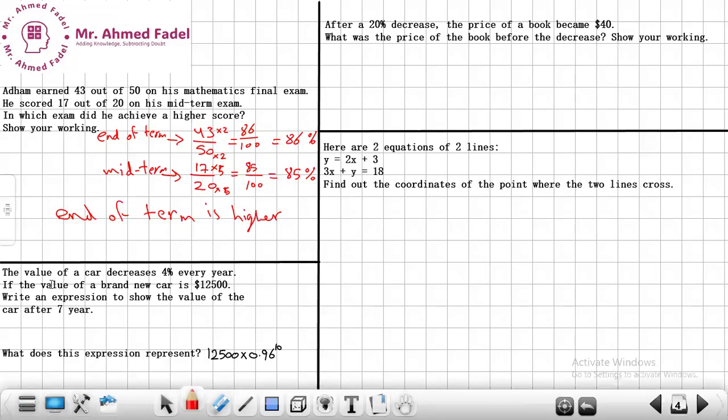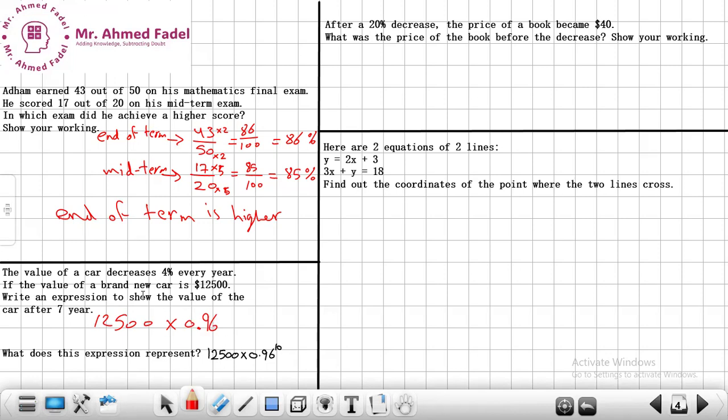All right, next question. The value of a car decreases 4% every year. If the value of a brand new car is 12,500, write an expression to show the value of the car after 7 years. Mister, it decreases by 4%? Yes. So the multiplier is 0.96. Because it decreased 4%, it becomes 96%, which is 0.96 as the multiplier. So it's 12,500 times 0.96. Oh, that's it, Mr.? No, that will give you the value after 1 year.